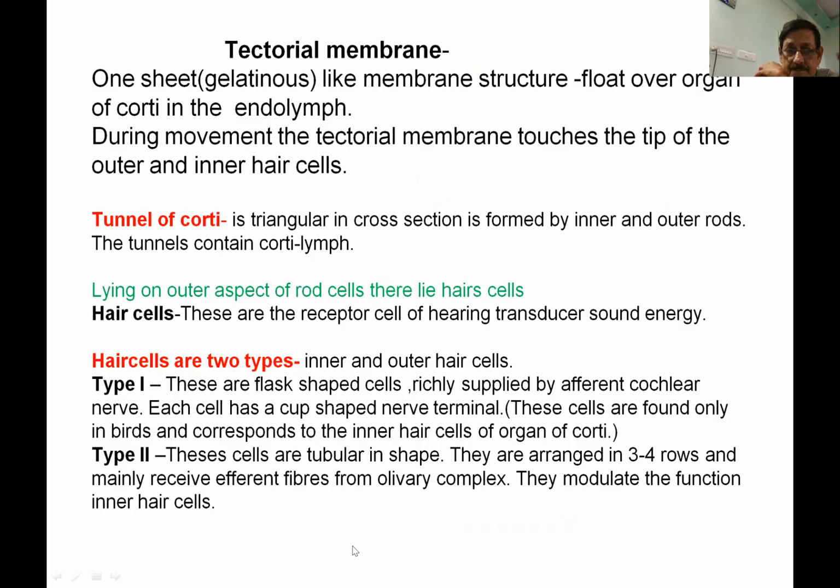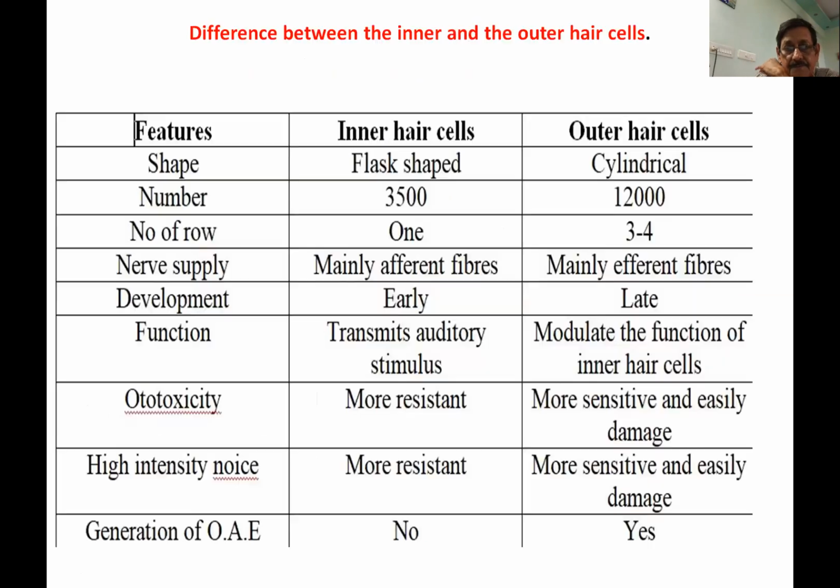Next. The difference between the outer and inner hair cells. I have tabulated it so that you can understand and remember. The inner hair cell is flask-shaped, the outer is cylindrical. The number of inner hair cells is 3,500, whereas the outer hair cells are about 12,000. The number of rows is 1 row for inner and 3 to 4 rows for outer. Nerve supply of the inner is mainly afferent, and of the outer hair cells mainly efferent. In development, the inner develop early, whereas the outer hair cells develop late.